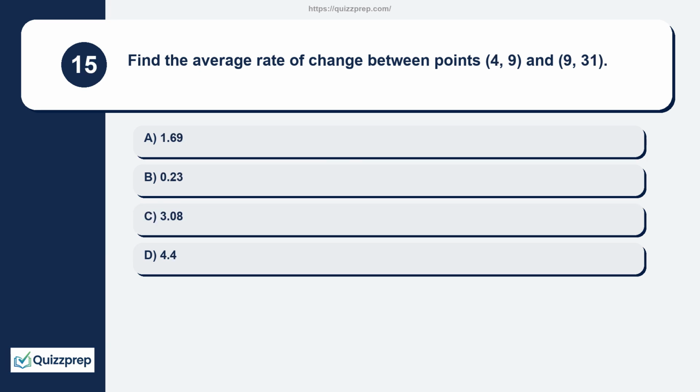Question 15. Find the average rate of change between points (4, 9) and (9, 31). 1.69, 0.23, 3.08, 4.4.